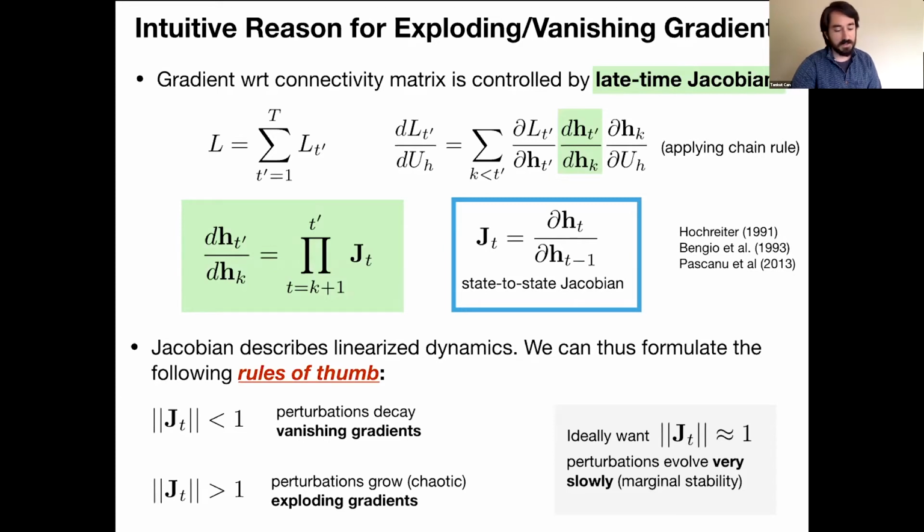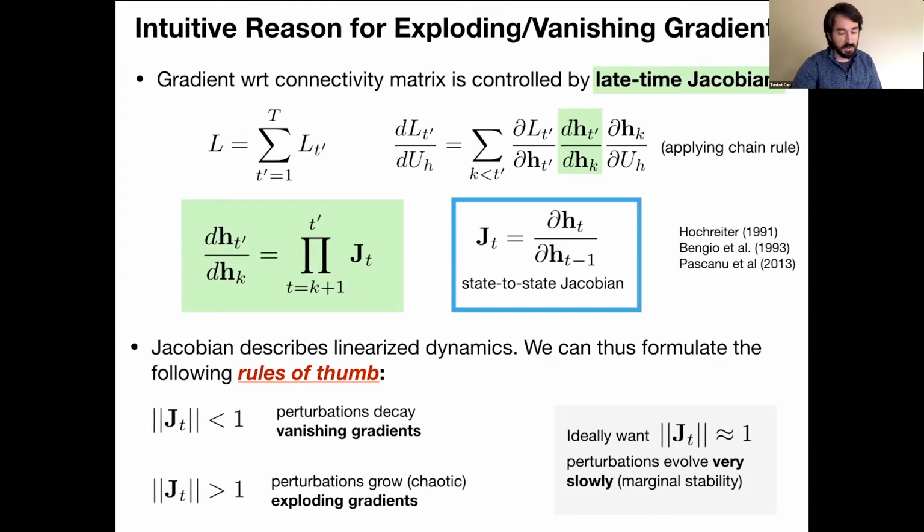The state-to-state Jacobian describes local or linearized dynamics, for example, around a fixed point, while the late time Jacobian describes asymptotic dynamics. For instance, it'll give you the Lyapunov exponents for the dynamical system. This observation, tying the Jacobian to the gradients, inspires the following rule of thumb: if the spectral norm of the instantaneous Jacobian is less than 1, then you might expect vanishing gradients. If the spectral norm is greater than 1, you can expect exploding gradients. And both are pretty harmful to training.